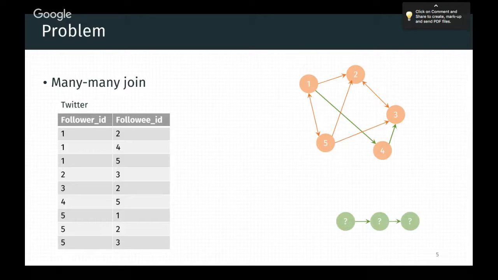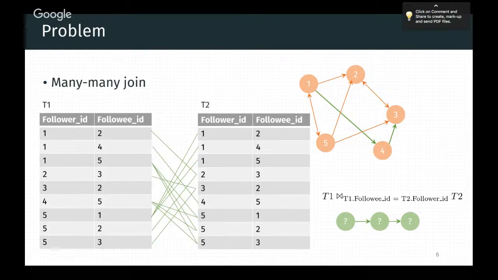When you want to query about all such relationships, A follows B, B follows C, you will join this table with a logical copy of itself, T2. And this query, T1 join T2, where T1's followee ID equals T2's follower ID, will give you all the relationships A follows B follows C. So this is a many-to-many join.